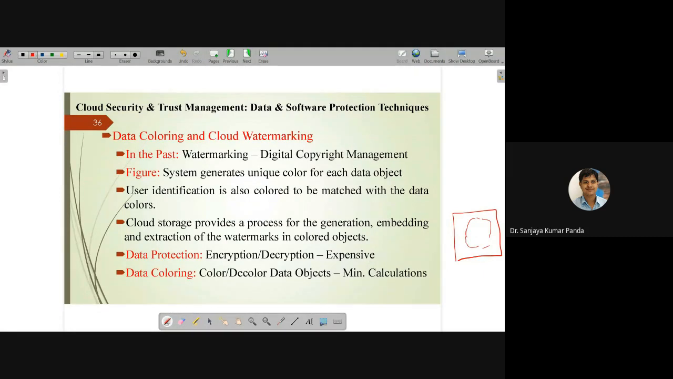You can color an object, like I can color a particular object with green color and another object with red color. Whenever I am storing the data, I am coloring it, and whenever I want to retrieve the data, I need that same color to retrieve it. Each and every data object is assigned a unique color. The system generates a unique color for each and every data object.